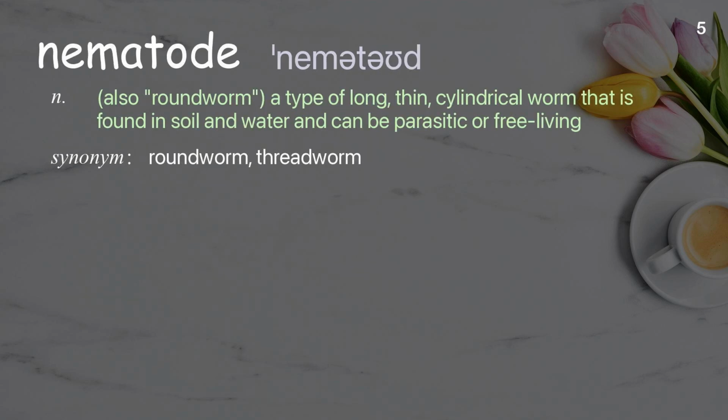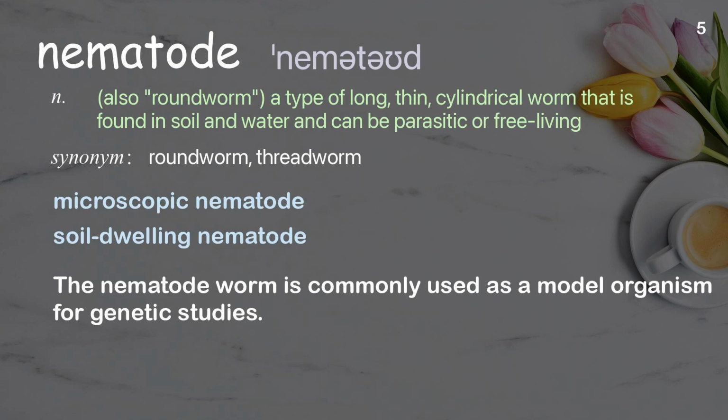Nematode. Also roundworm, a type of long, thin, cylindrical worm that is found in soil and water and can be parasitic or free-living. Examples: Microscopic nematode. Soil-dwelling nematode. The nematode worm is commonly used as a model organism for genetic studies.